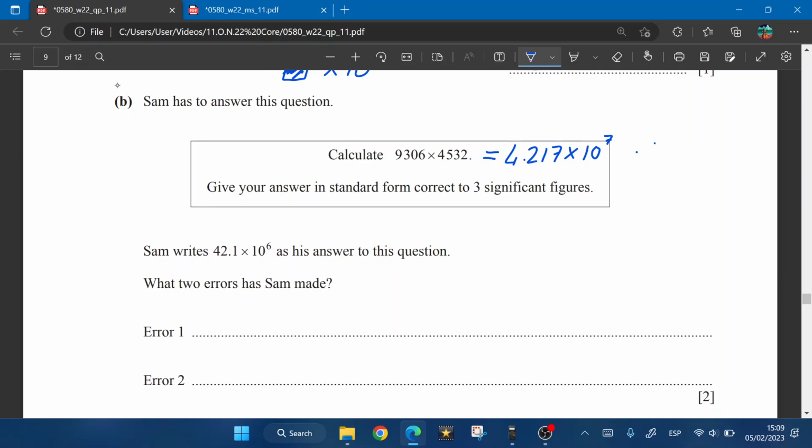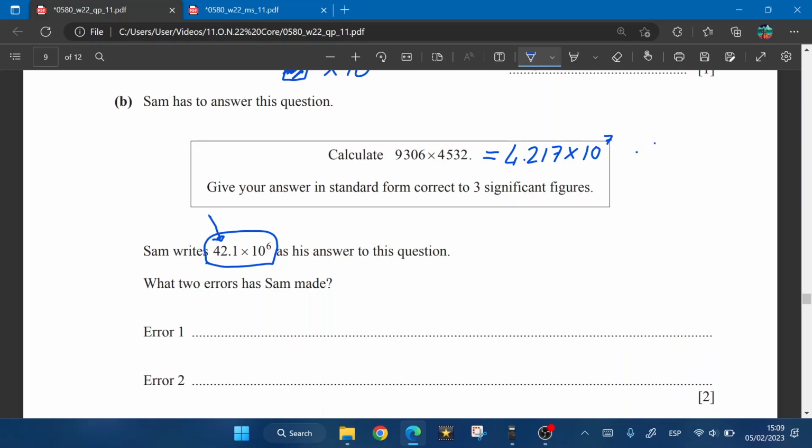Okay, so let's look at the answer Sam wrote. Sam wrote that. So you can see it's not right. First of all, because like I said, that number that we write before the times 10 cannot be bigger than 10. So 42 is too big. He's put the decimal in the wrong place.